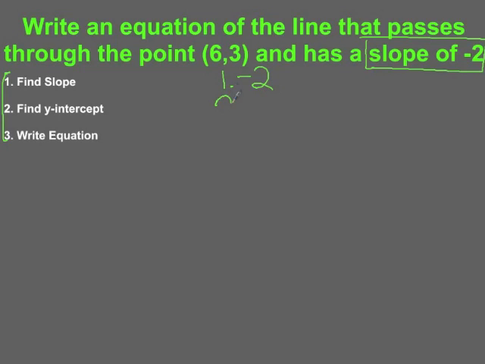It's -2. Second step, again, this is the one that we're focusing on, is we need to find what the y-intercept is. And lucky for us, we're given a point, not on the y-intercept, but we are given a point and we know the slope. So like the last problem, we need to solve for the y-intercept. And to do that, we're going to use our general equation, our y equals mx plus b.